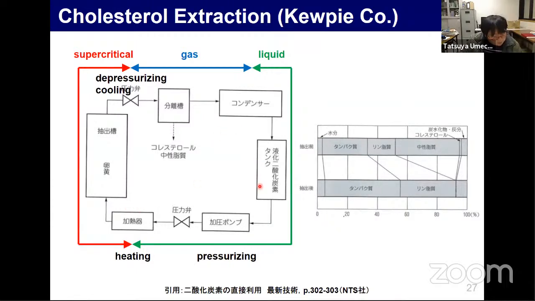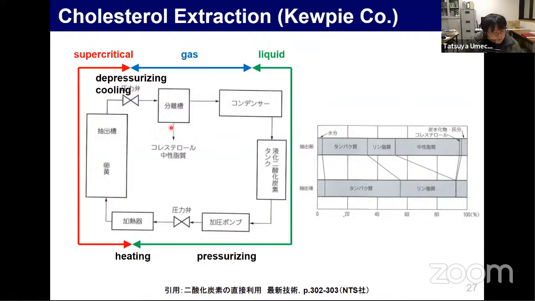carbon dioxide tank, a pressure pump, pressure valve, heater, extraction tank, expansion valve, separation tank, and condenser. Neutral lipid and cholesterol are dissolved in supercritical carbon dioxide in the extraction tank. Carbon dioxide with lipid and cholesterol changes from the supercritical state to the gaseous state with depressurizing and the accompanying cooling.